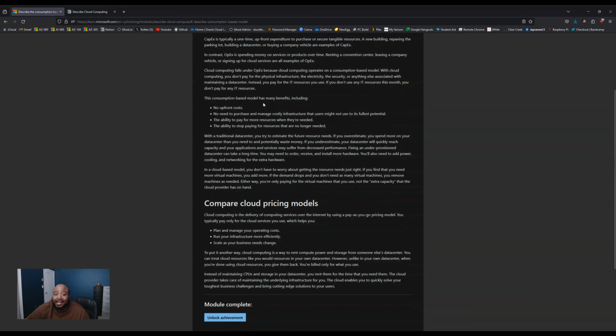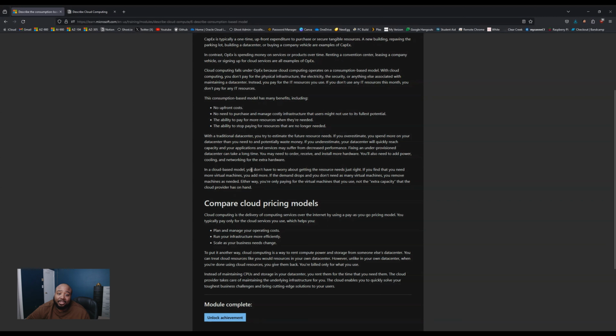So the consumption-based model has many benefits, including no upfront costs, no need to purchase and manage costly infrastructure that users might not use to its full potential, the ability to pay more for resources when they're needed, and the ability to stop paying for them when they're no longer needed.